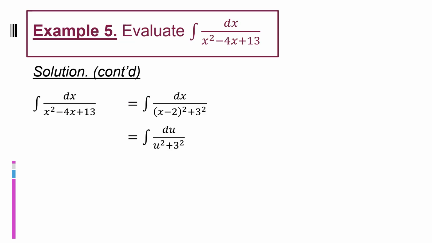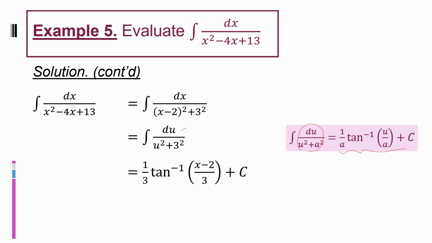Now, by substitution, dx is just equal to du. Then, we have x minus 2 is u squared plus 3 squared. So, kamukha na niya ito. So, pwede na natin gamitin ito. So, that is now equal to 1/3 arctangent of x minus 2 over 3 plus c. Remember that our u here is x minus 2 and our a is 3. Kaya naging ganito na siya.